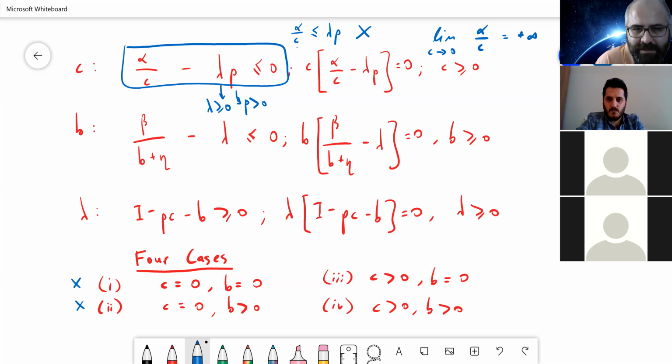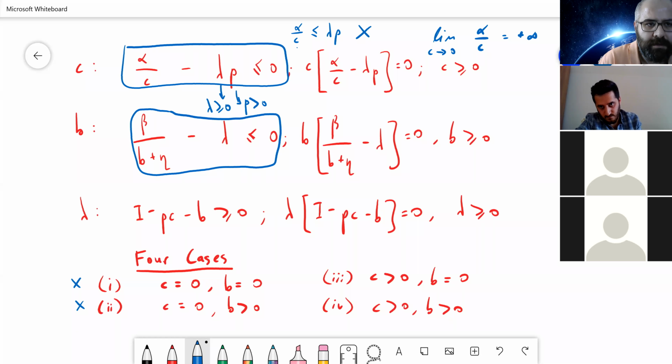But by the very same reasoning, b equals 0 could be optimum. Why? Because this is not necessarily violated if b is equal to 0. Okay? Because there is this eta term here. We allowed the parent to leave no bequest. But now we want to understand whether it is optimal or not. Okay? So how do you proceed?